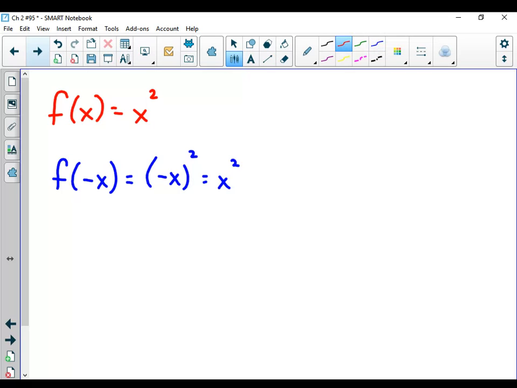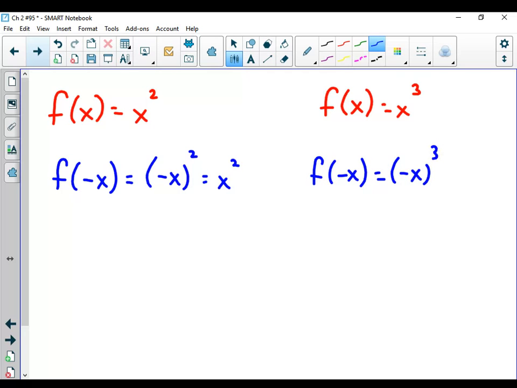However, if I were to look at x cubed, and I change that to the opposite, what kind of answer do I get if I take a negative value and cube it? If I did negative x times negative x times negative x, I get negative x cubed. Now we went from a positive x cubed to the opposite of that. So sometimes things will change, sometimes they may stay the same.